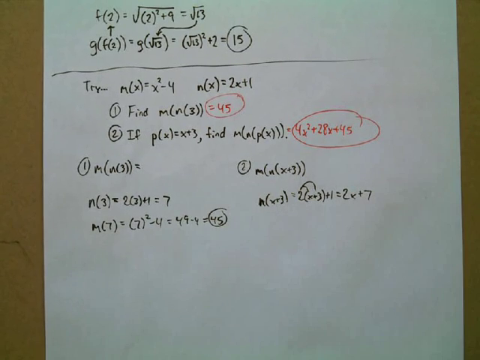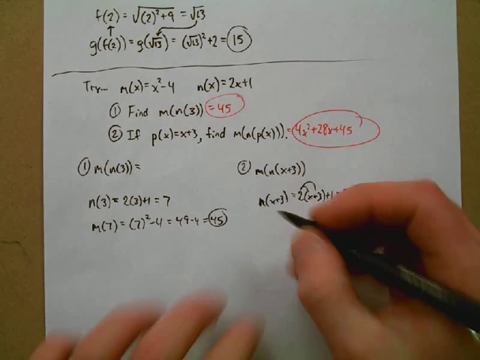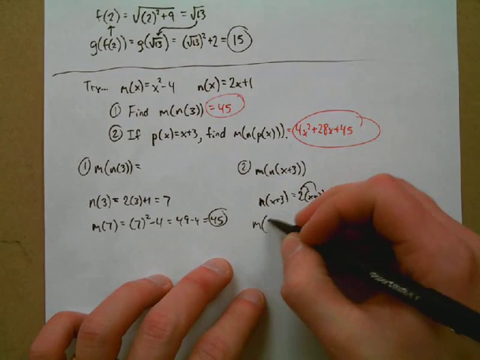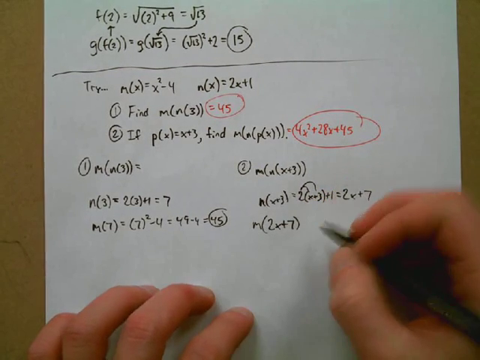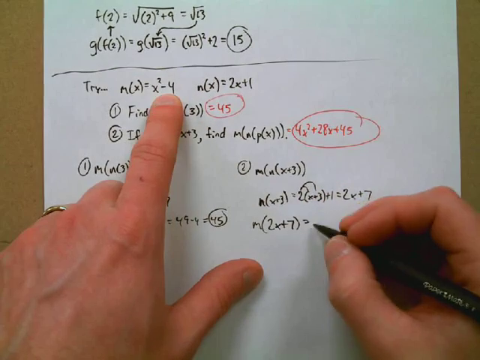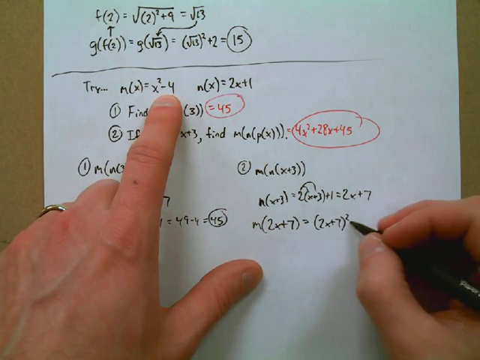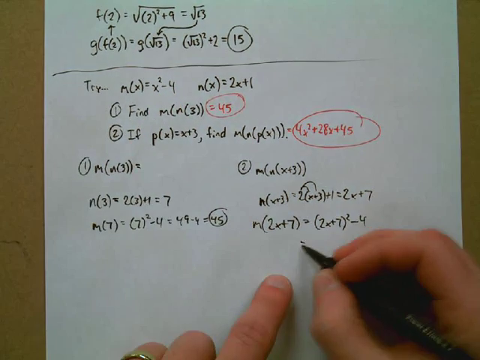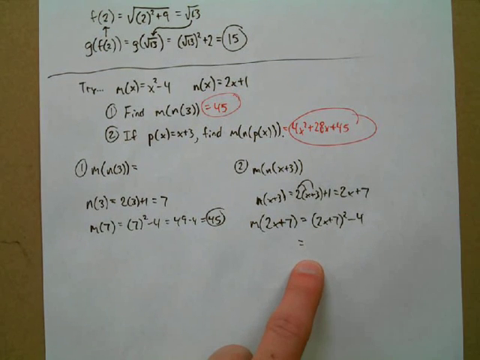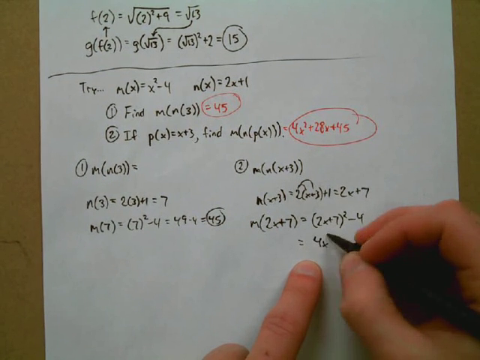Well, I guess we know what you got. You got 4x squared plus 28x plus 49, but then there was the minus 4 there. And so then we get 4x squared plus 28x plus 45. Okay. Questions on any of that?